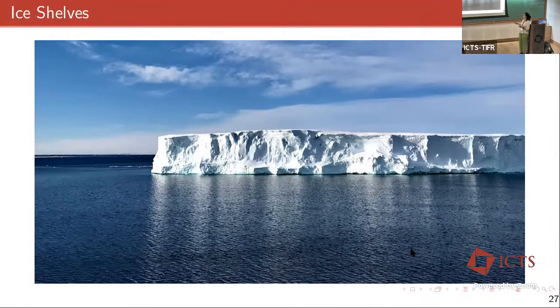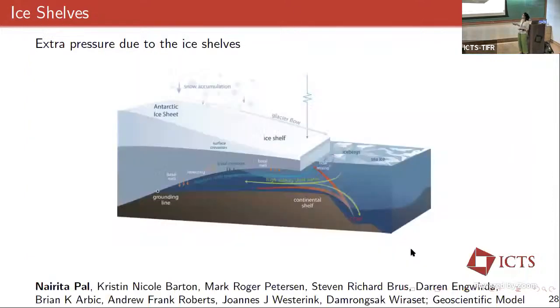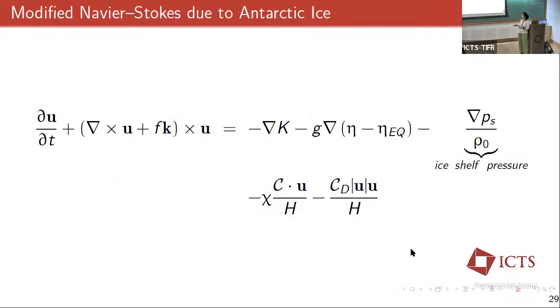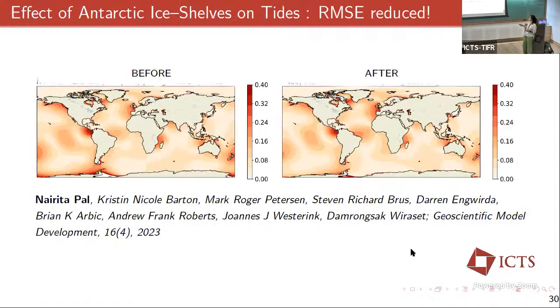Now, suppose there is a structure projecting out into the ocean, what will happen? It will exert a pressure on the ocean. It is not just buoyancy. Now you have the ice shelf pressure, and these pressures are non-trivial. These are very high. So there are extra pressures due to ice shelves, and there is snow accumulation, and so on. So we estimated that extra ice shelf pressure and added it to our simulation. And right after adding it, we saw that these errors go away.